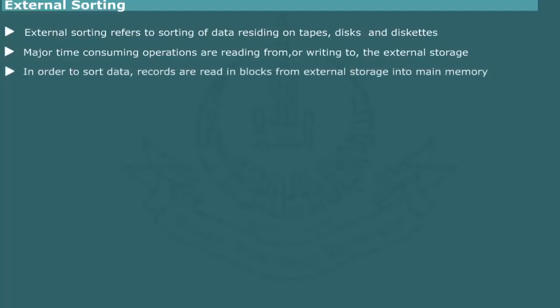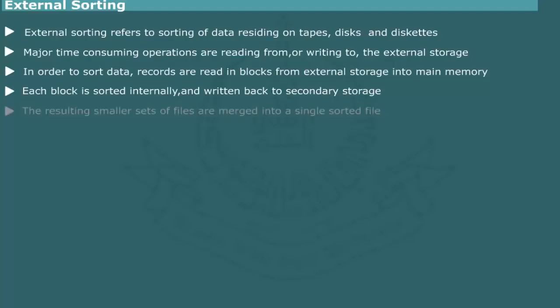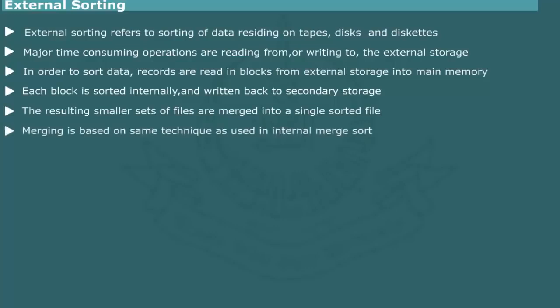To sort a large data file, records are read in blocks and loaded into the main memory. Each block is sorted internally using a suitable method and is written back to the secondary device as a sub-file. The smaller sets of files are then merged into a single sorted file. The merging of sub-files is essentially based on the same technique as used in internal merge procedures.